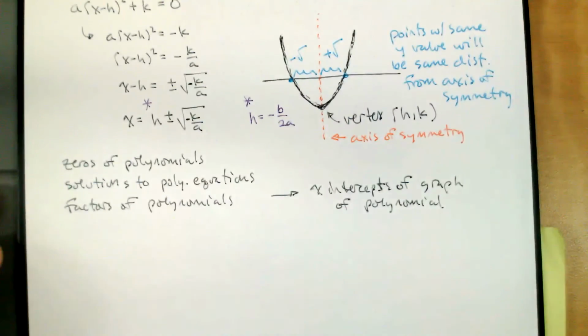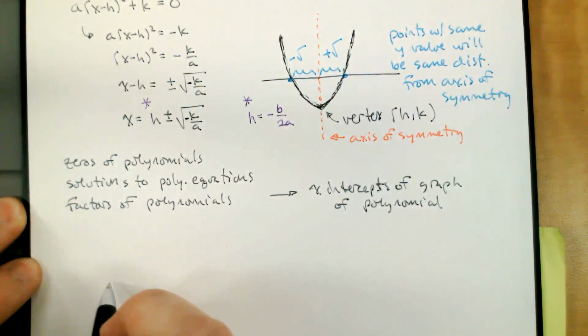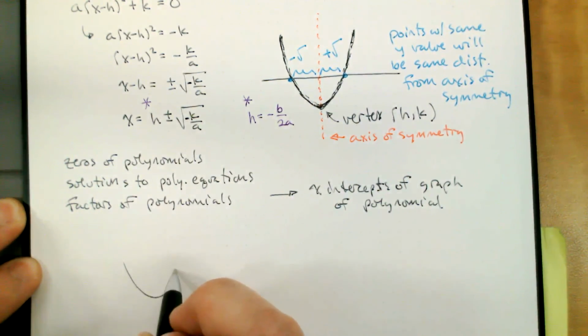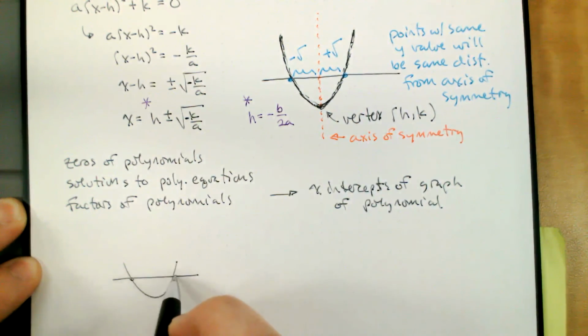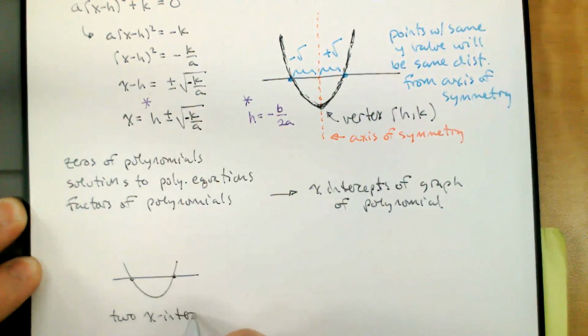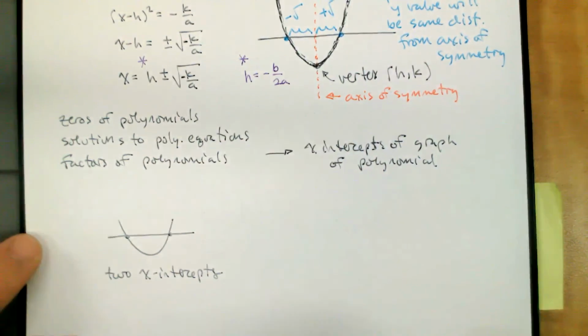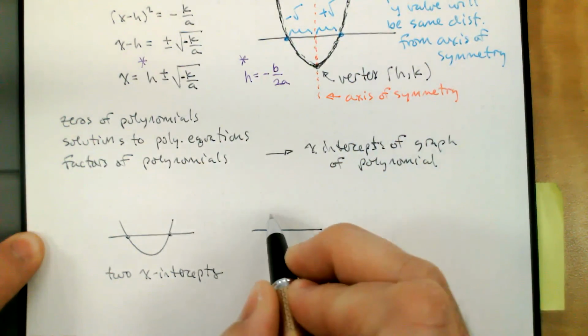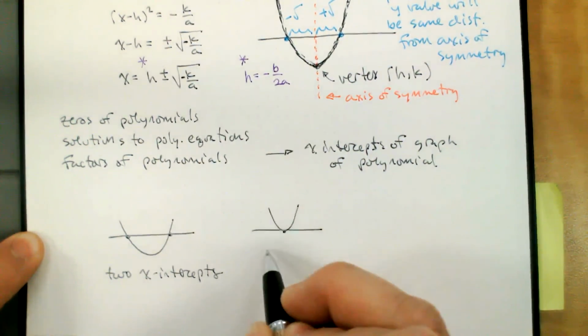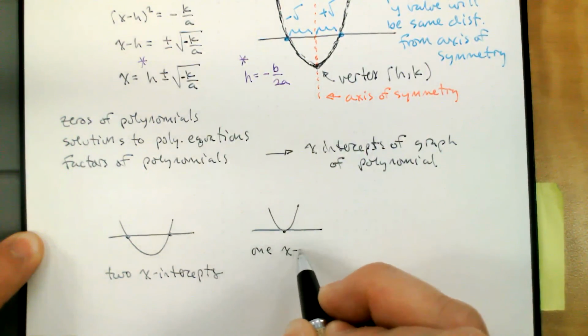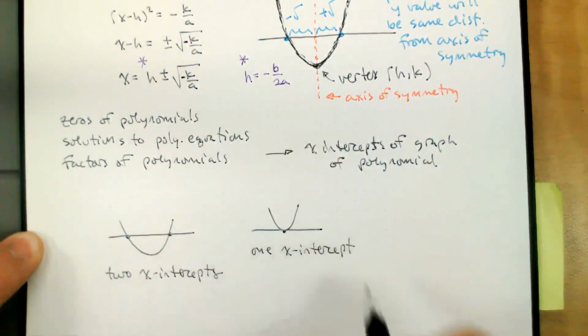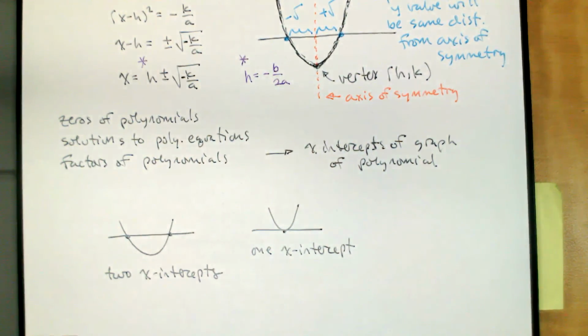And we know that three things can happen if we draw a parabola. We could have a parabola with two x-intercepts. We could have a parabola with one x-intercept. The vertex happens to also be an x-intercept, and we just have the one x-intercept.